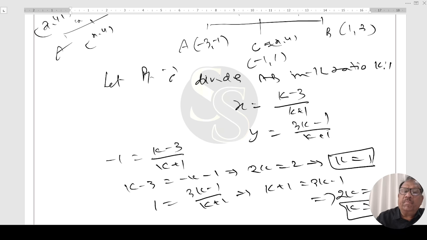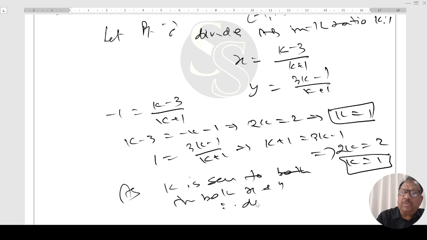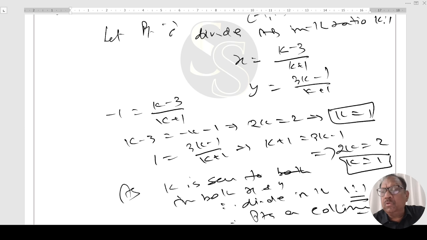As the value of k is the same for both coordinates, the point therefore divides in the ratio 1:2. Midpoint is there. Therefore, the points are collinear. The ratio may be different also, but in this case it is a midpoint. Right? Next question.